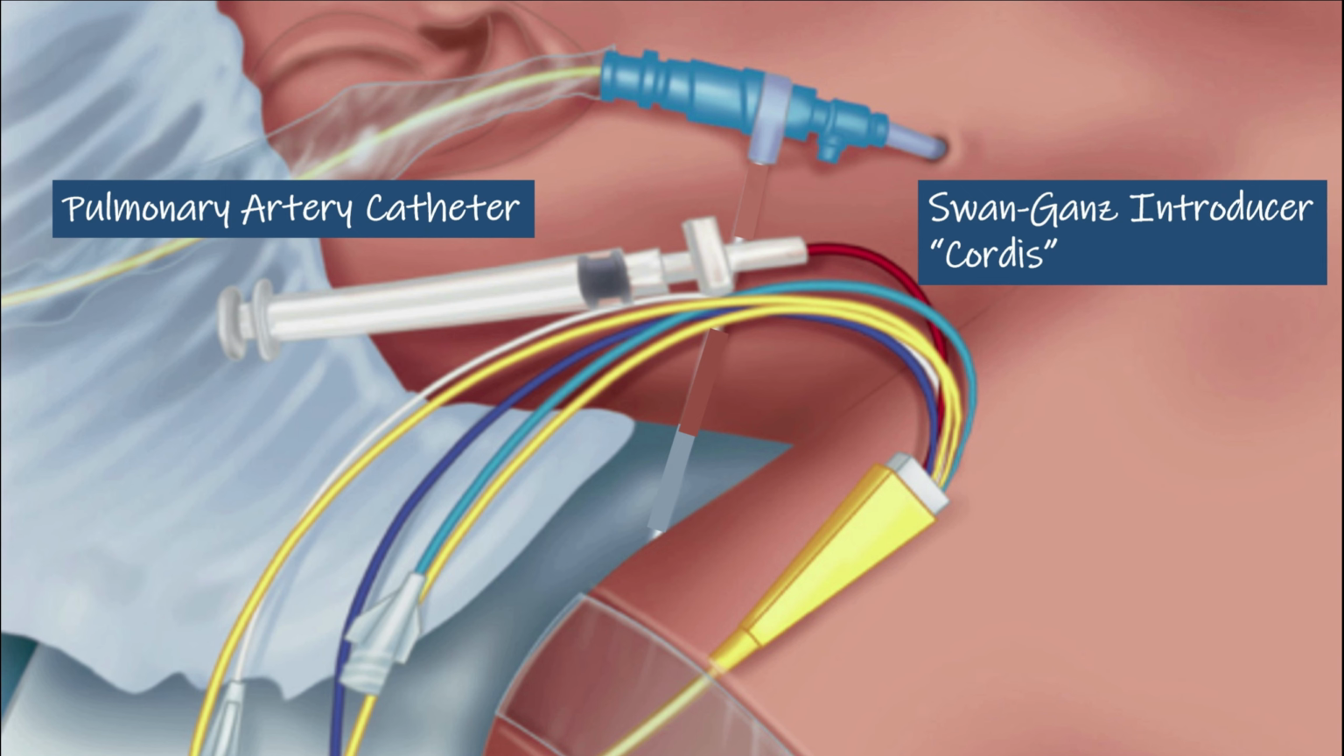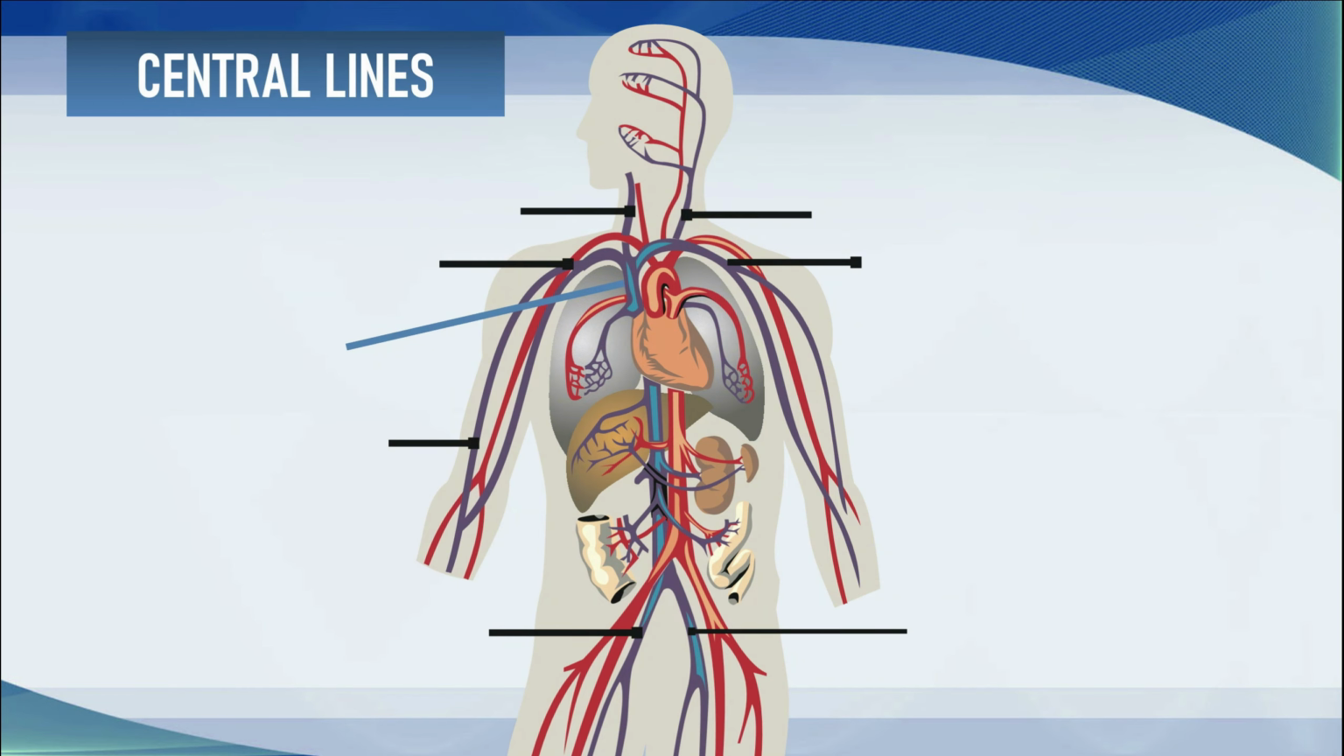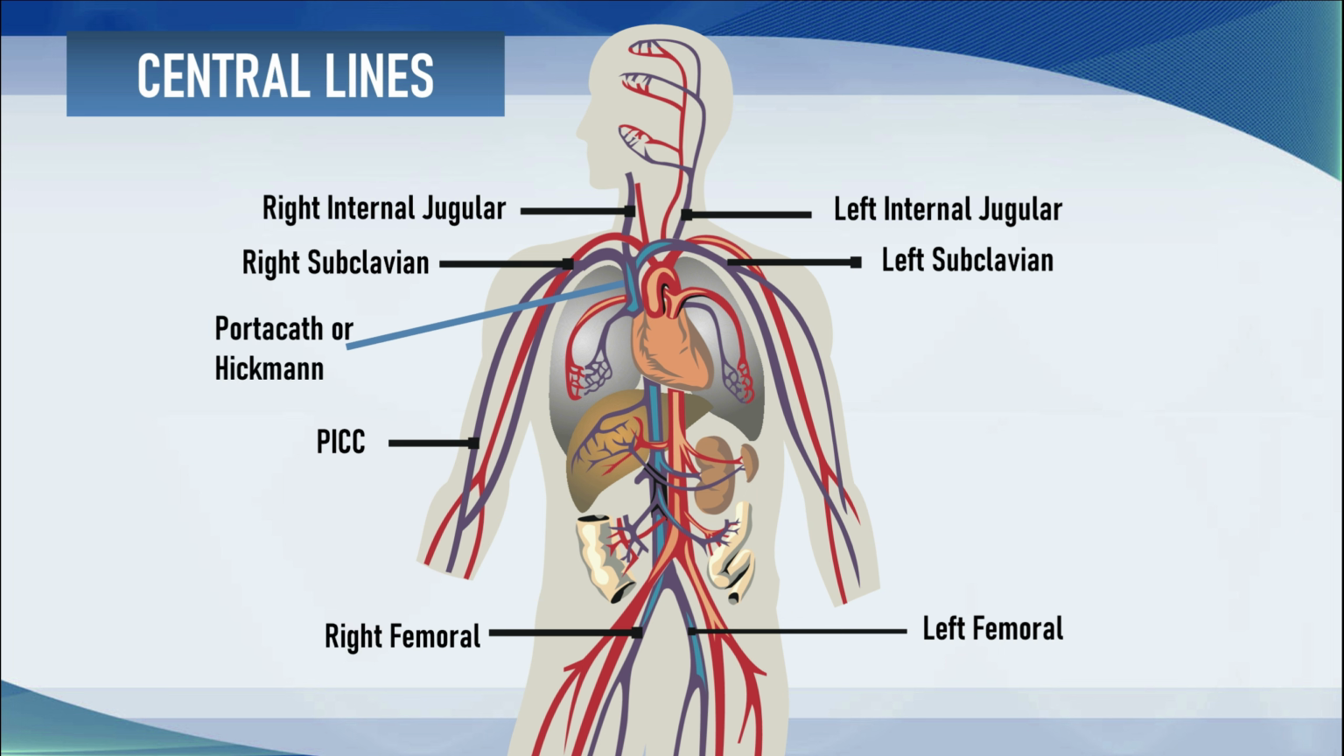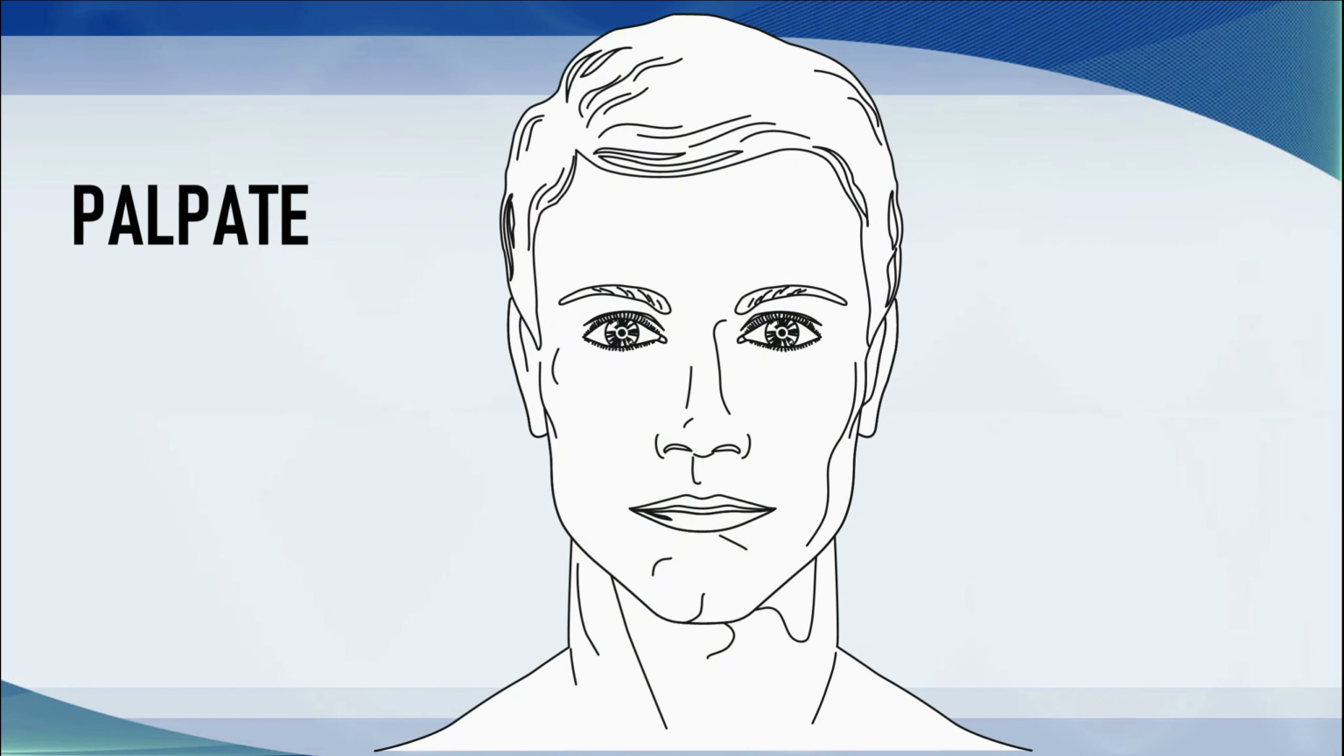Just to point out where you have central lines in the body, central lines are inserted into the right internal jugular vein, the right subclavian vein, the left internal jugular, the left subclavian. PICC lines are inserted into the arms just above the elbow, and then we have left and right femoral central lines. And finally, Port-a-Caths or Hickman catheters are placed in the superior vena cava, and they are usually placed by interventional radiology these days. You should then palpate the neck.